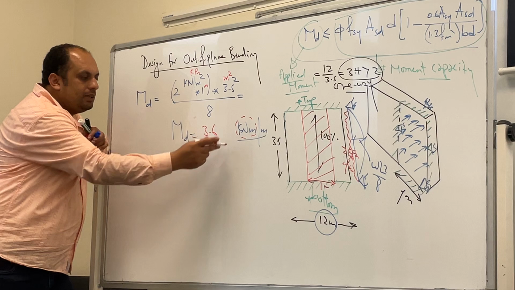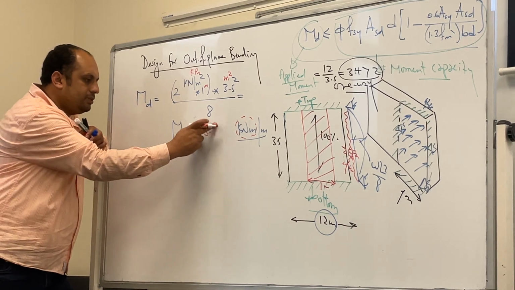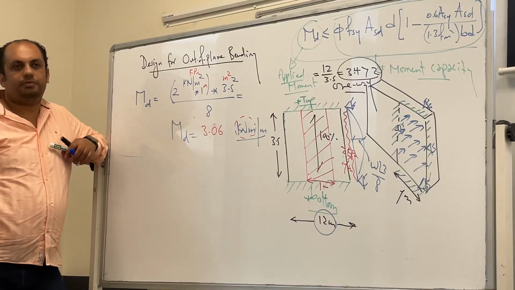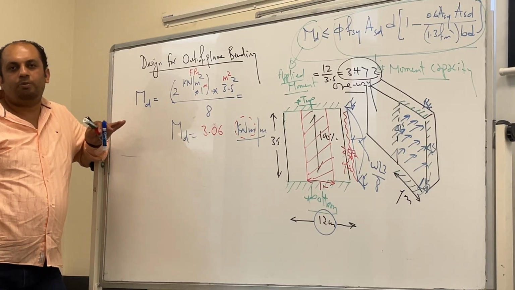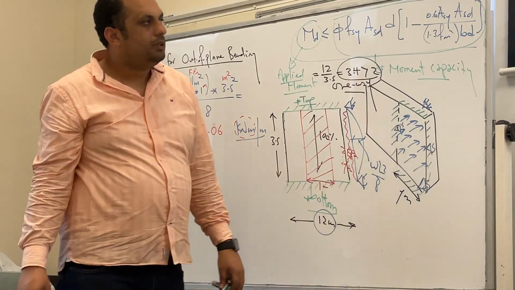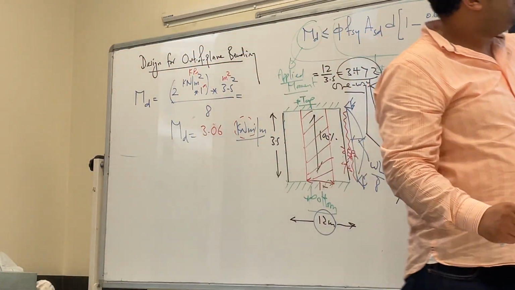3.06? It's wrong. Kilonewton meter per meter. Okay? This is the maximum moment of this wall. You understand how I got it? So what makes it easy for us?